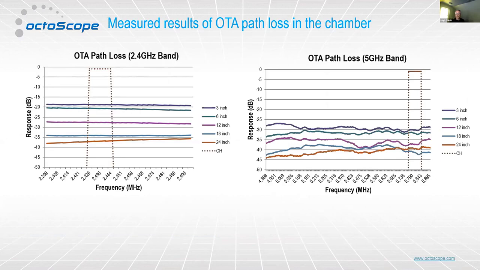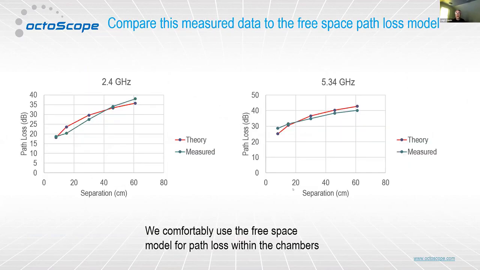We measured that in the 2.4 gigahertz band. We measured that in the 5 gigahertz band. We measured it for different separations between the antennas. And when we plot that information, that's the blue curve here, against the free space path loss model, which is the one I showed way at the beginning in the math slide, for 2.4 gigahertz or 5 gigahertz, you can see how closely the measured data aligns with the free space path loss model. So we very comfortably use a free space path loss model for path loss within the chambers. It's an extremely good model there.